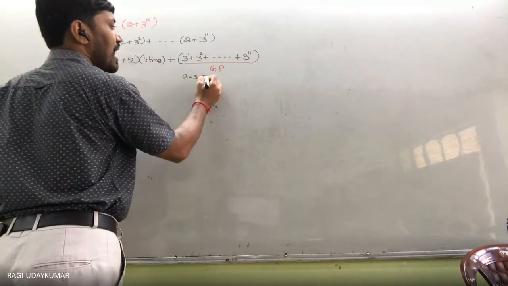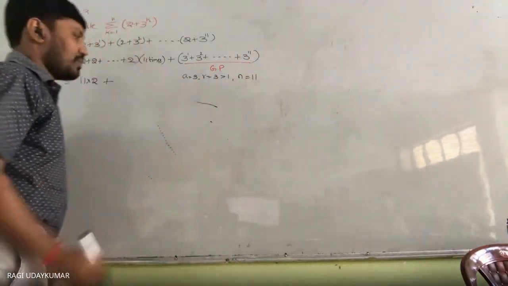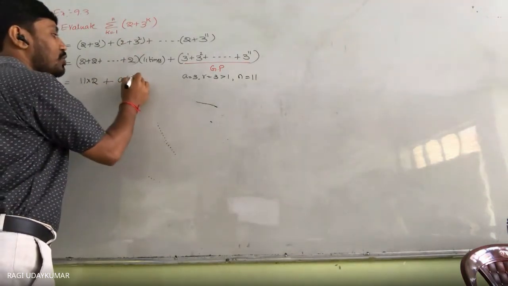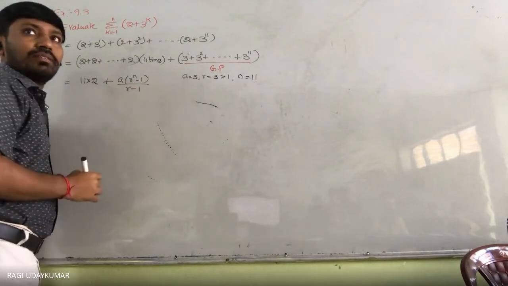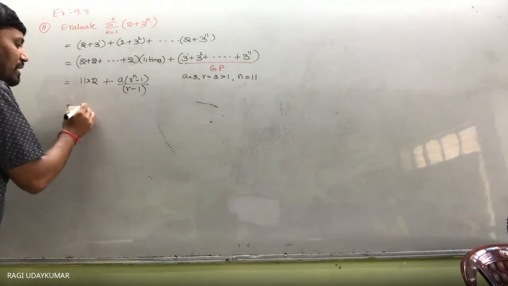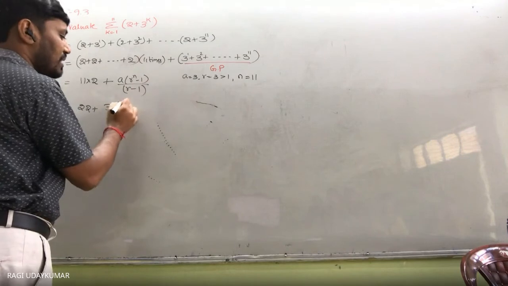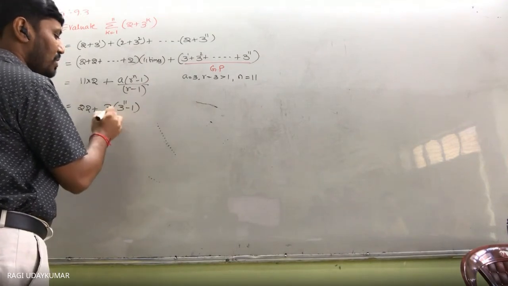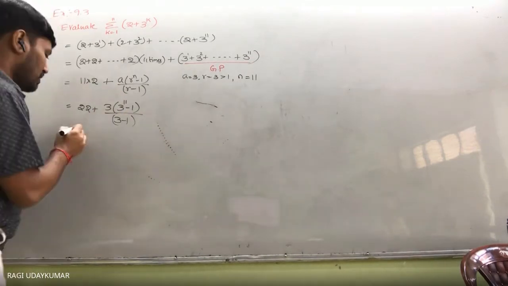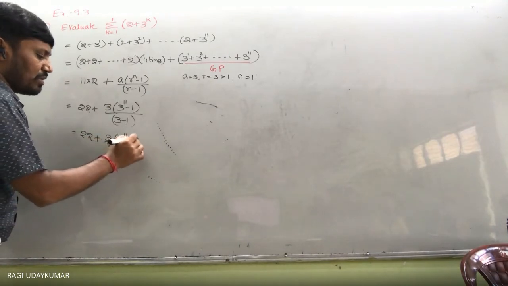A is equals to 3, R is equals to 3, which is greater than 1, and N is equals to 11. So the Sn formula is A into R to the power of n minus 1 by R minus 1, because the R value is greater than 1. So what do you get here? 22 plus A is equals to 3 into 3 power 11 minus 1 by 3 minus 1, which is equals to 22 plus 3 by 2 of 3 power 11 minus 1. You can keep it as it is.